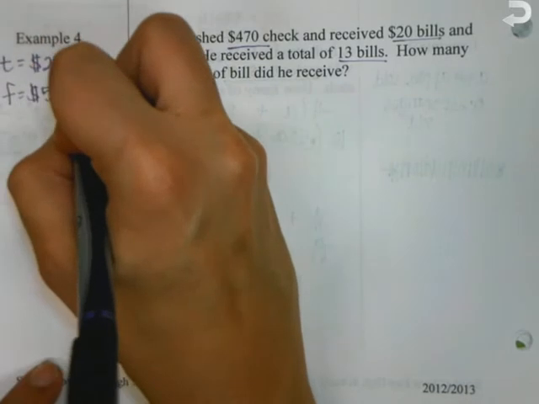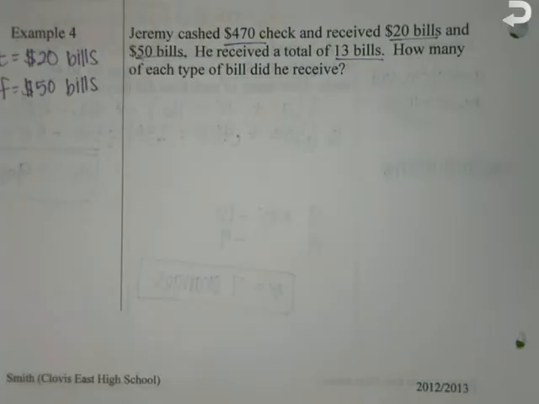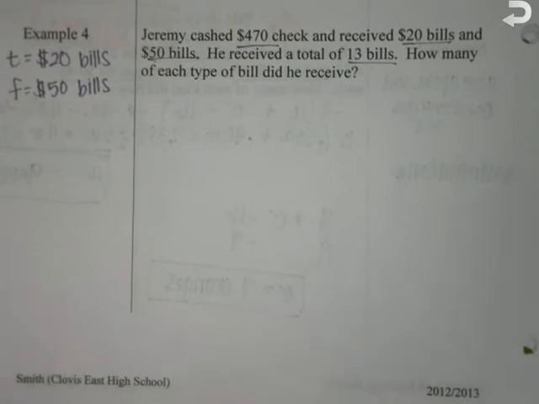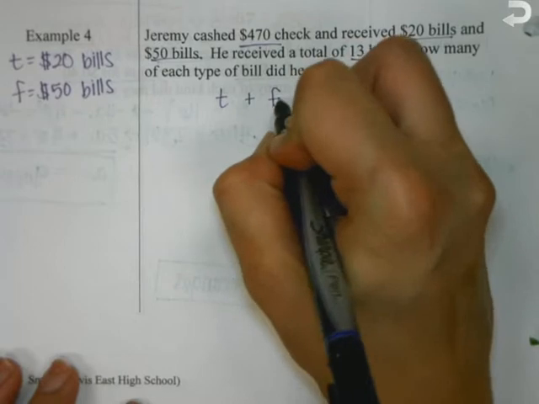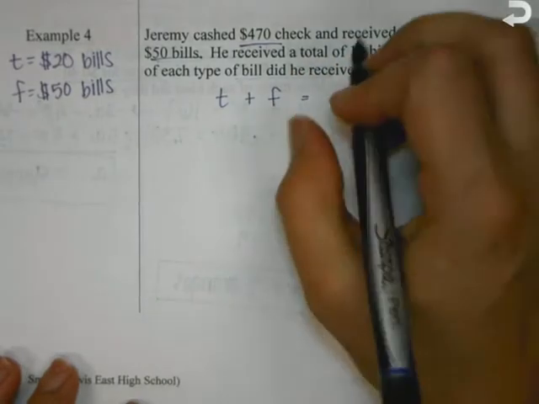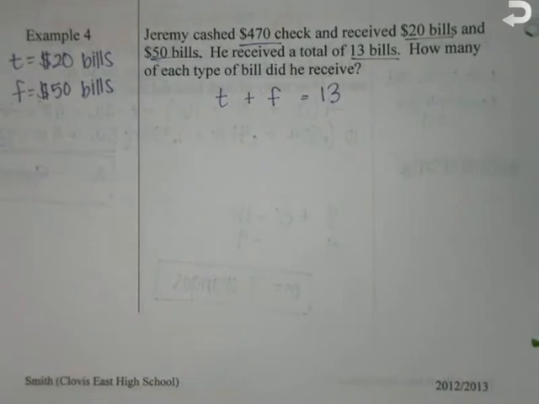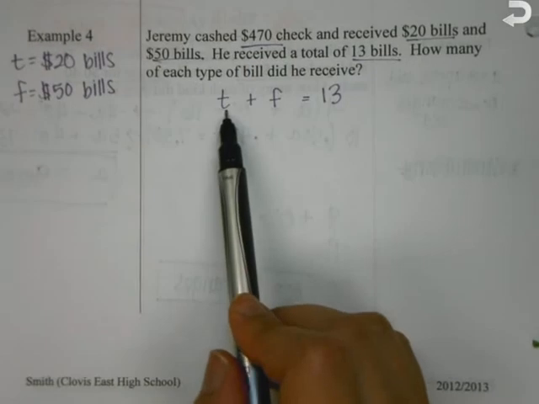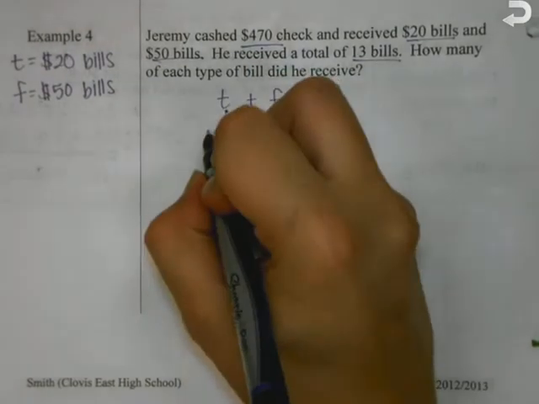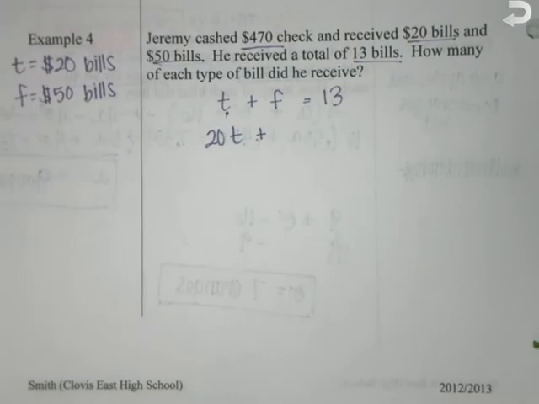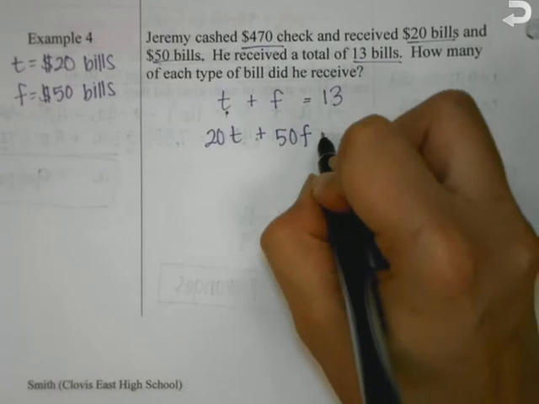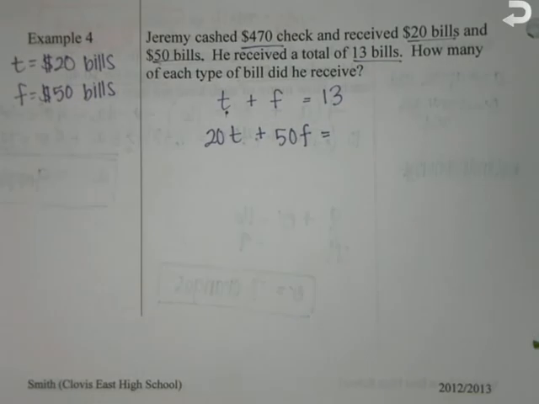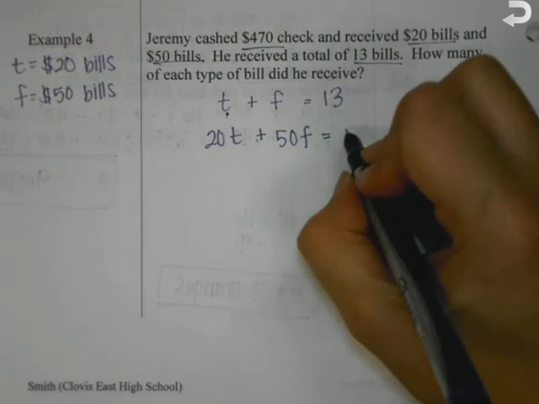So the first one we want to do is add up how many total bills we have. So T plus F is equal to 13 bills total. Okay, that doesn't change. Now I have to look at the amount of money involved. How much is a $20 bill worth? 20. So this is going to be 20T. Plus, how much is a $50 bill worth? 50. So plus 50F. And then how much did those total add up to? 470. So it looks like they give you less information, but you still have the same amount of information. Okay?